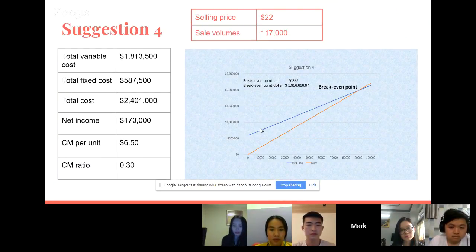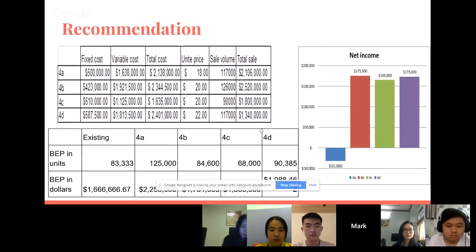And for suggestion 4, this is the suggestion from the product manager. He thinks raising costs could increase product quality so that we can increase sales. So the fixed cost was the highest among the other 3 options. It's $587,500. The contribution margin per unit is $6.50. To break even, we need 90,385 unit sales. And Mark will continue to our recommendation. Thank you. So now we'll talk about the recommendation.